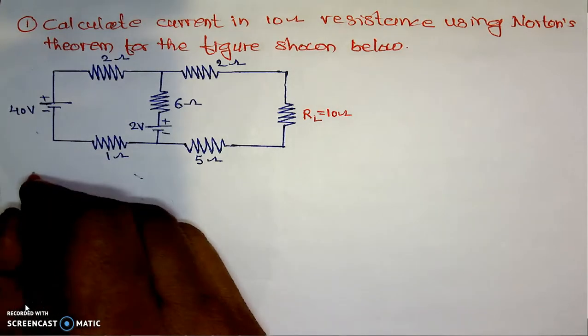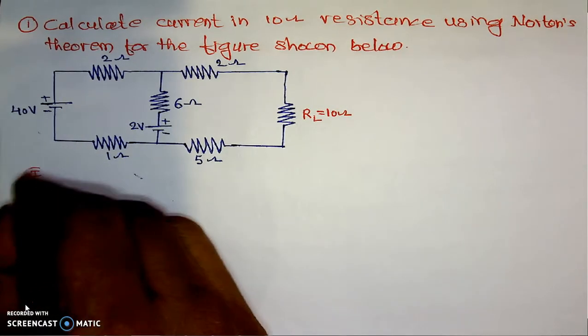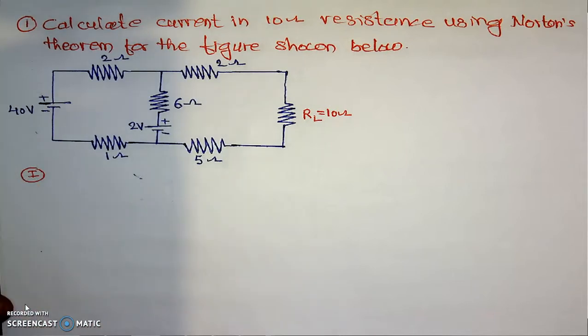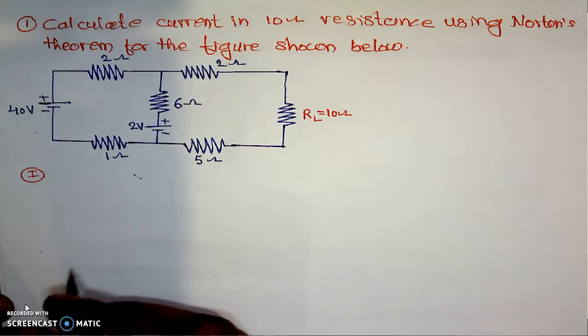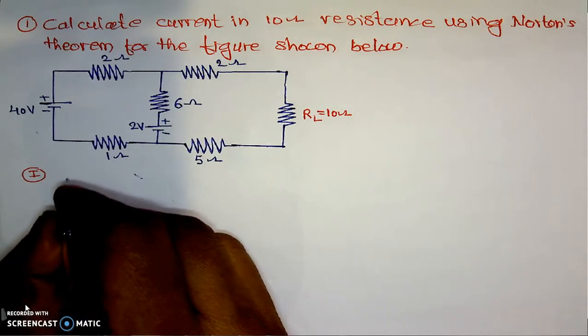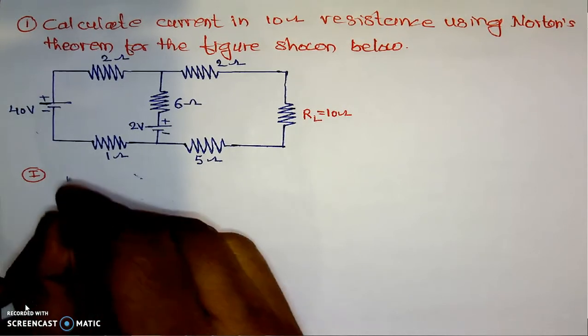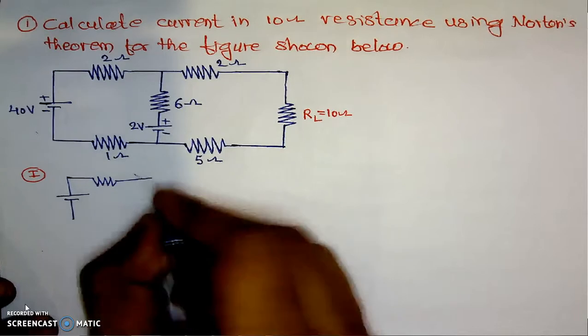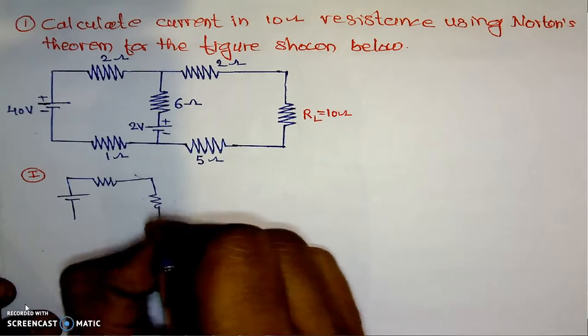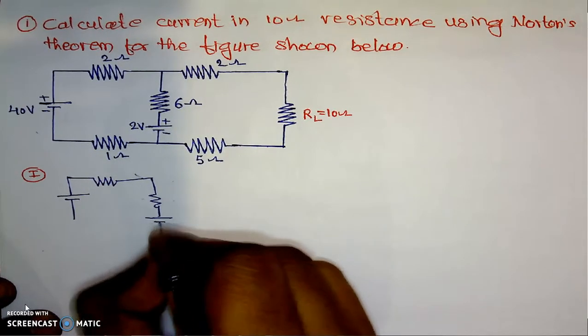Now we will apply the steps for Norton's theorem. As I discussed in the previous video, the first step is removing the load resistance and shorting the output terminals. Here, if we remove the load resistance and short the output terminals, the figure for the first step is like this.